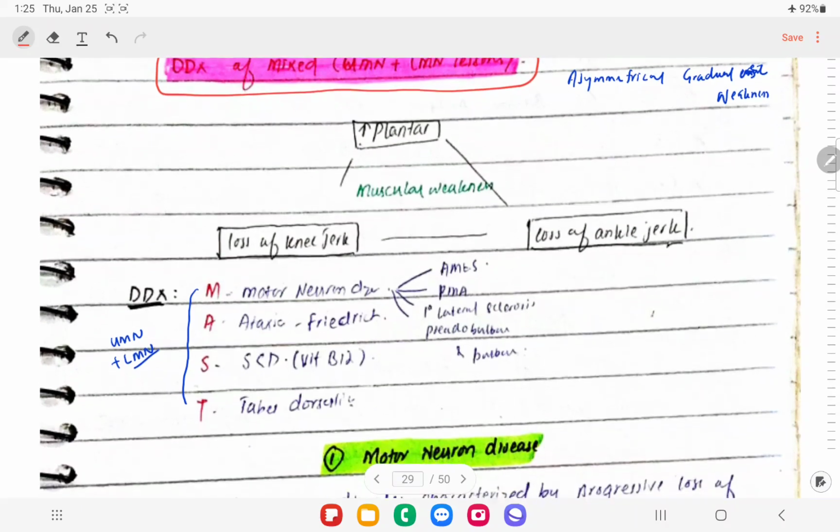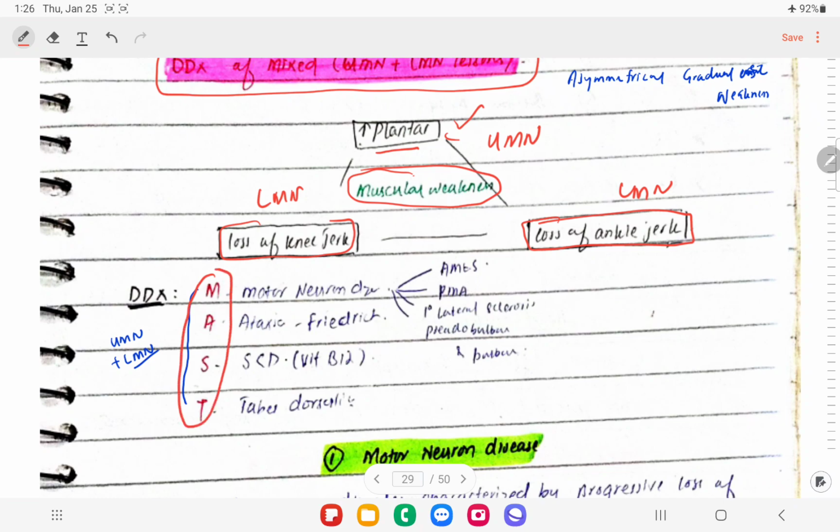In these patients, if we check the plantars, they're going to go up. There will be loss of knee jerk and loss of ankle jerk, which are features of a lower motor neuron lesion. And if we check the plantars, this is the upper motor neuron lesion sign. So basically the patient is going to complain of muscular weakness. These are the differential diagnoses of that.